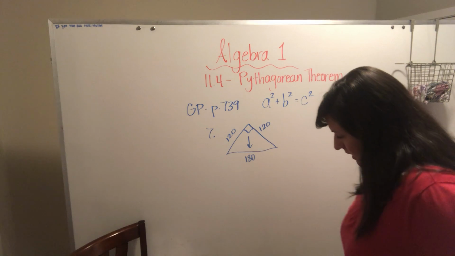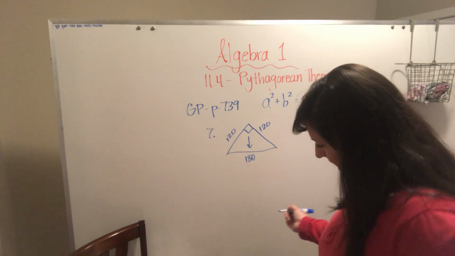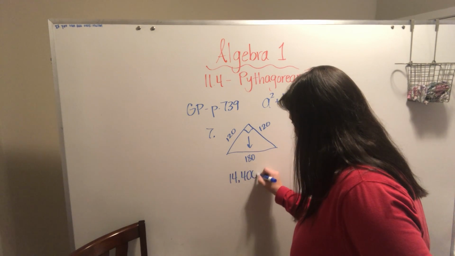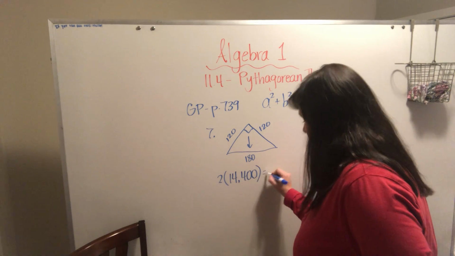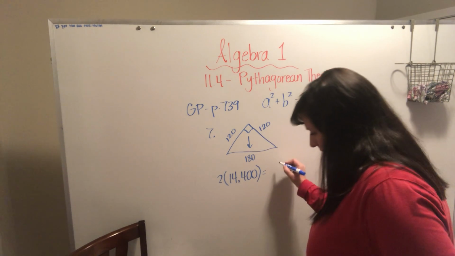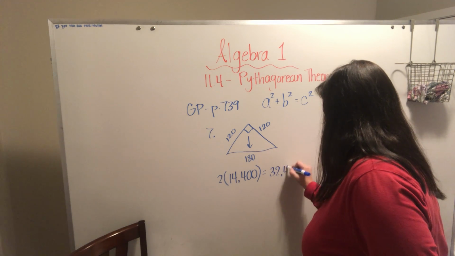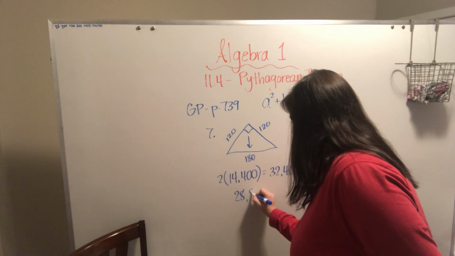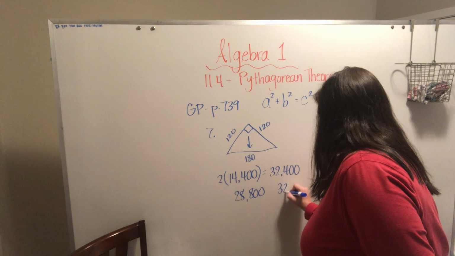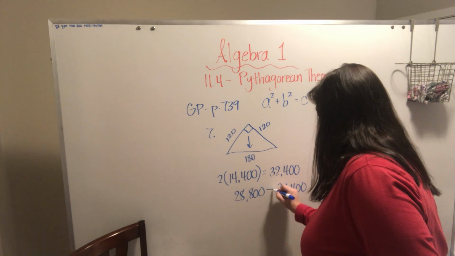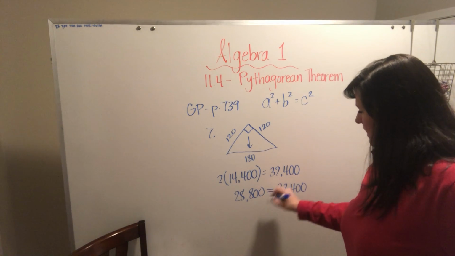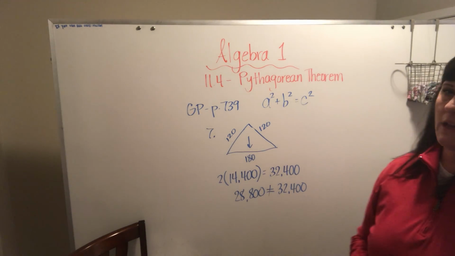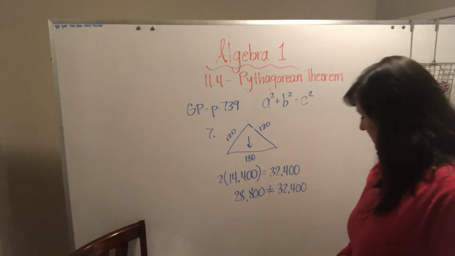120 squared plus 120 squared is 180 squared? 120 squared is 14,400. And I'm going to just go times 2, right? 180 squared is 32,400. 2 times this ends up being 28,800. 32,400. Okay, so what we know is that is not equal, so this is not a right triangle. That would not be a right triangle. And it wouldn't be the way I've drawn it either. So we're good.